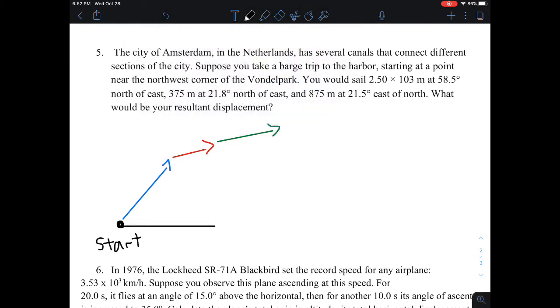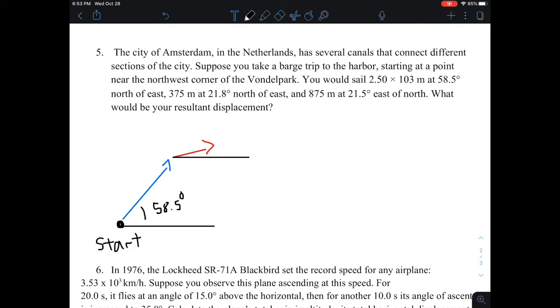Okay, so we've got to break this down. I'm marking the angles here, so that first vector is 58.5 degrees from the horizontal. The second vector is 21.8 degrees from the horizontal. I say from the horizontal because in this case, to the right, that horizontal is east.